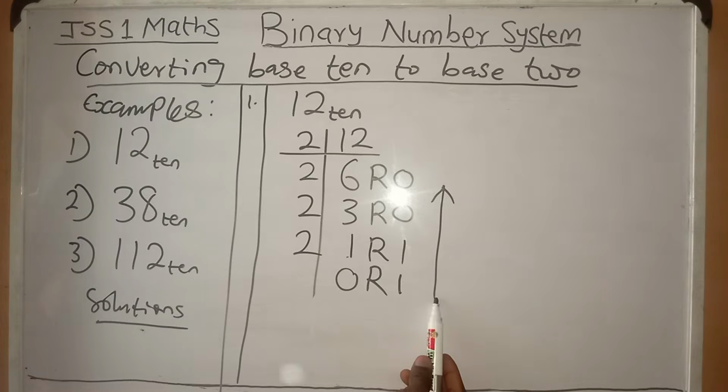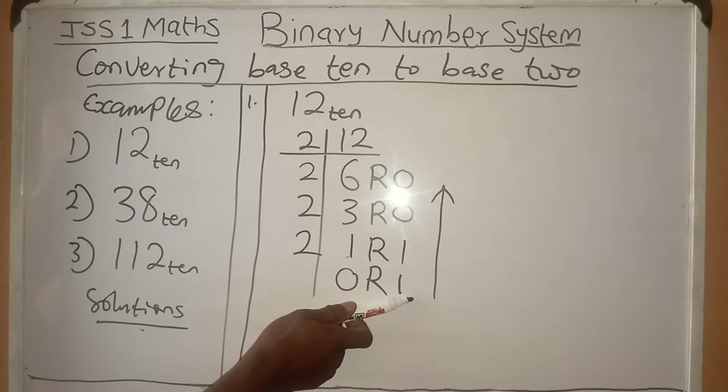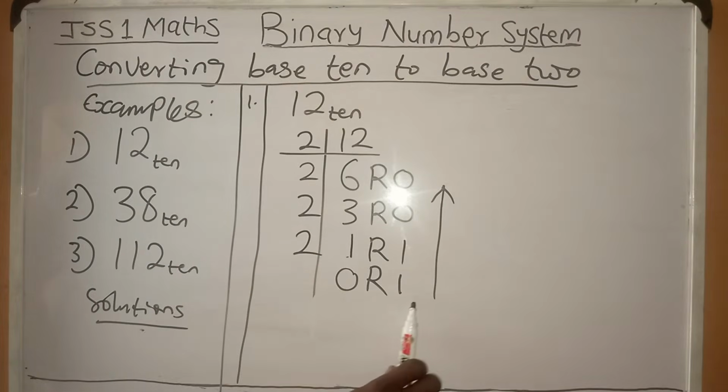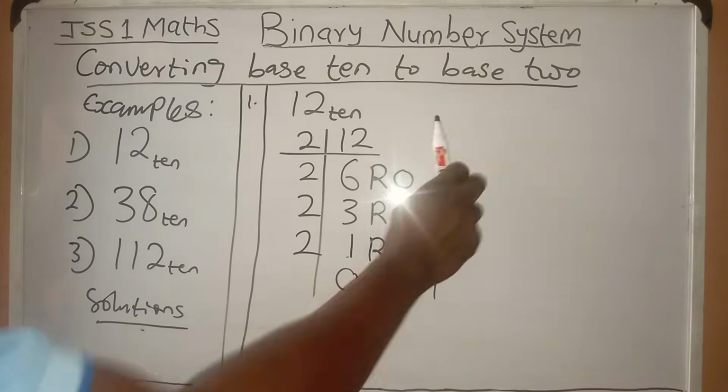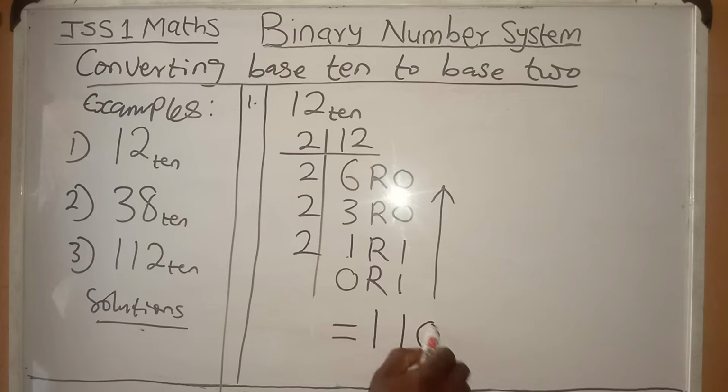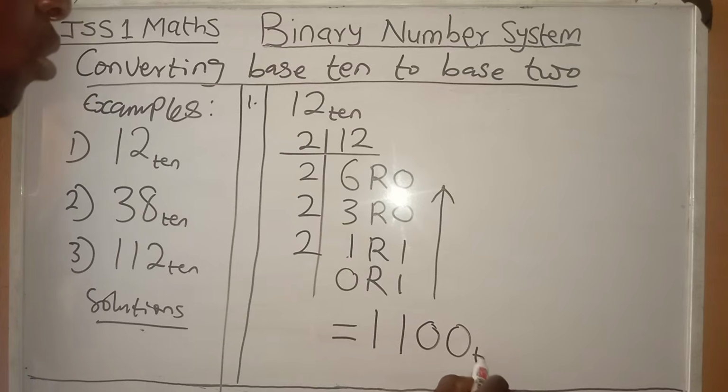You draw an arrow pointing upward. What it means is that you start writing your answer from bottom to top. You don't start from top to bottom. Rather, you write your answer from bottom to top. So the answer to this question will now be 1100 in base what? In base 2. So this is the answer to this question. I hope this is quite clear.